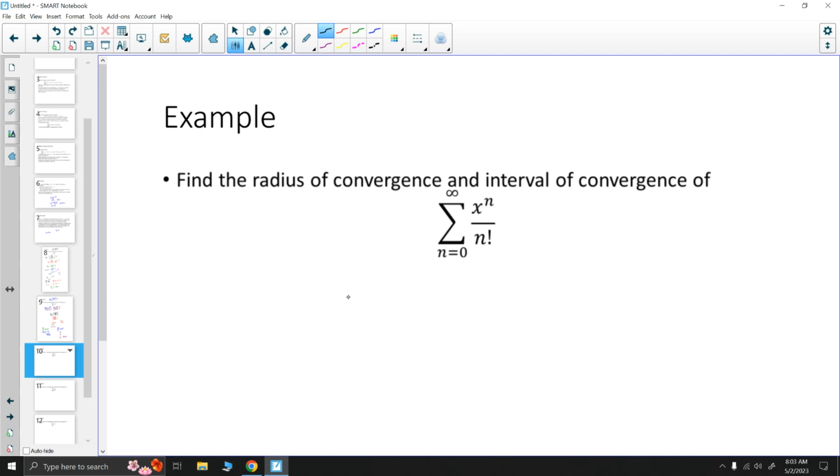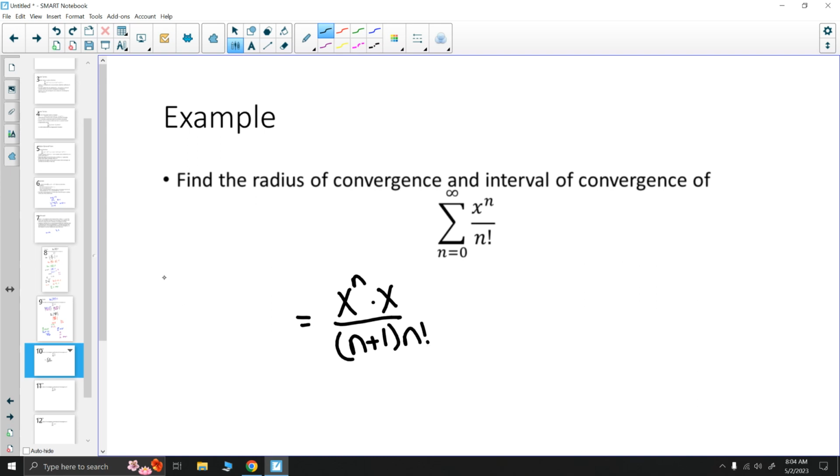The limit as n approaches infinity of a sub n plus 1 over a sub n, and show when that's less than 1. Okay, so a sub n plus 1 will be x to the n plus 1, which I'm going to write as x to the n times x to the 1, over n plus 1 factorial. But I'm going to go ahead and nip this one in the bud as well. N plus 1 factorial can be written as n plus 1 times n factorial.